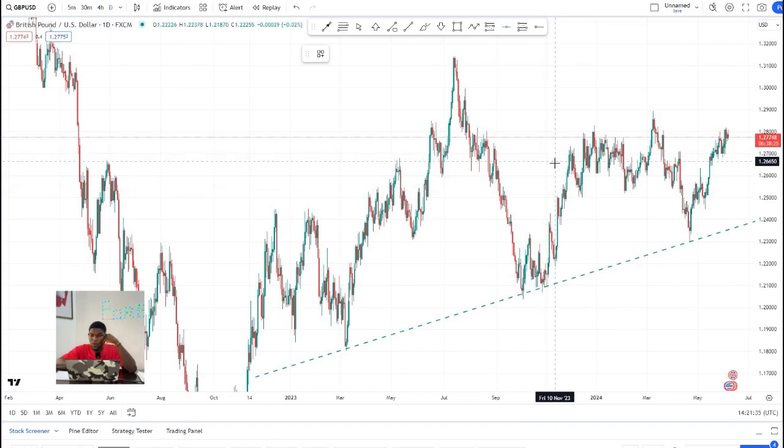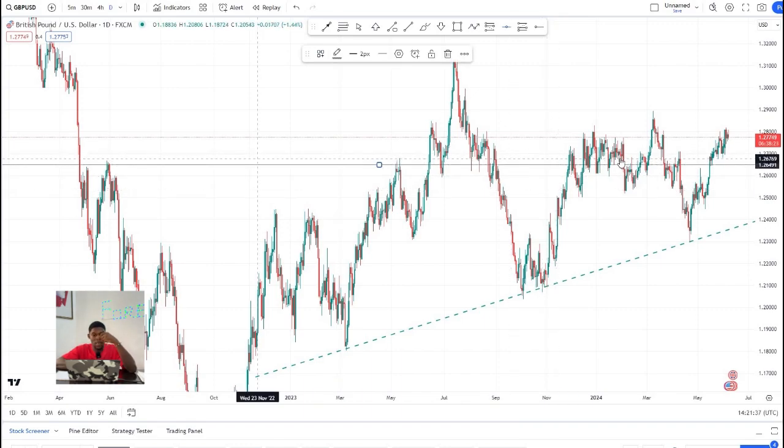So what we're going to do here, we're going to put this line like this, because the market actually acted as a resistance here, and as a resistance here, and after that came the support, and the market has actually been acting in these zones.